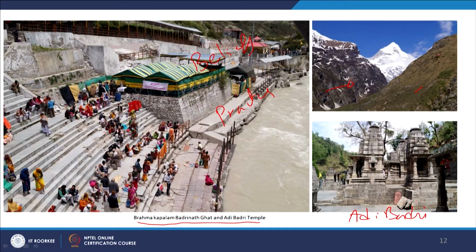In fact, many of the people know only the Badrinath, but ideally, the stories talk about 5 Badris. One is the Adi Badri, which is also the first Badri, and then what we go to here in Badrinath is the Vishal Badri, where there are different postures of God sitting there.